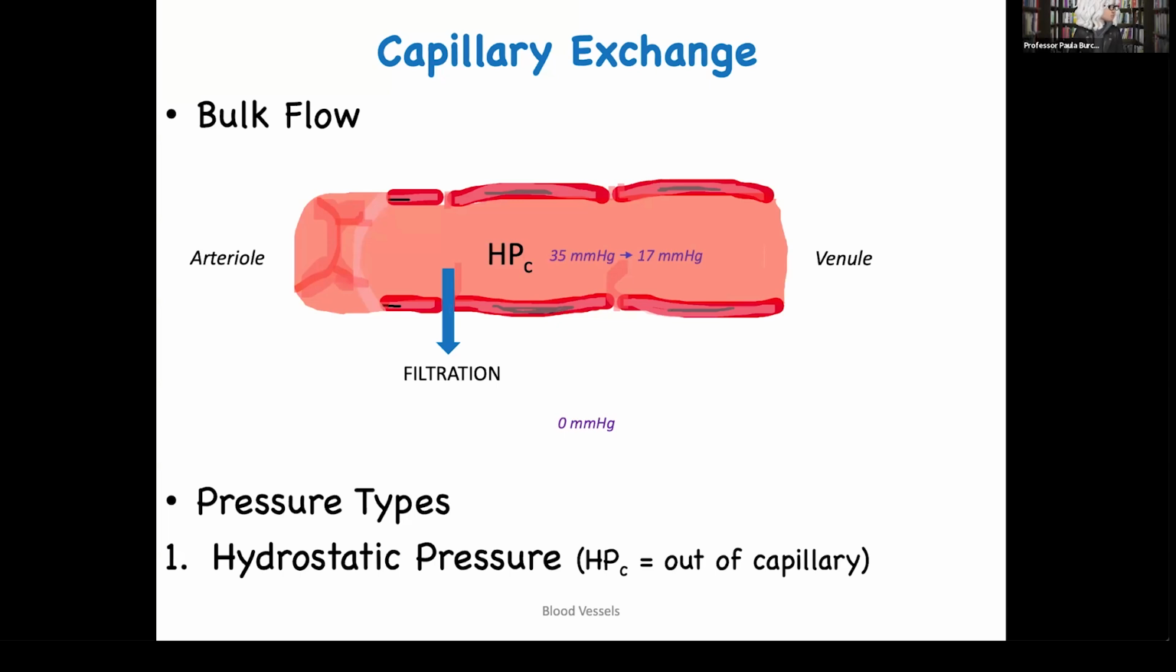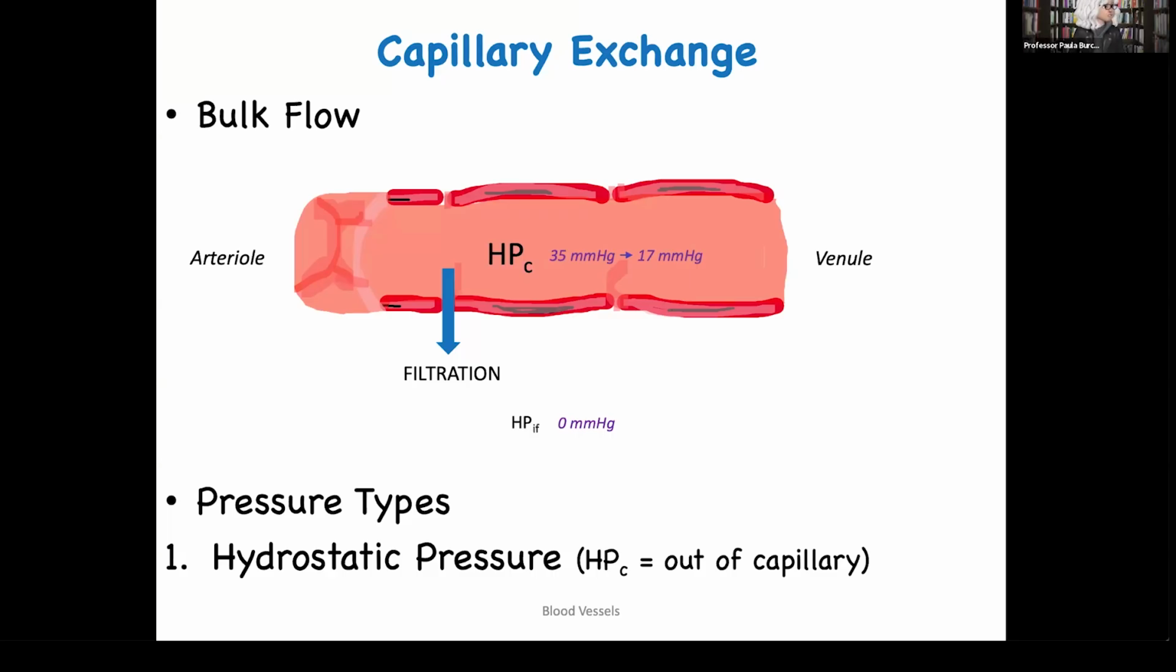Notice that the hydrostatic pressure in the capillary, or the capillary blood pressure, drops as the blood goes through the capillary. At the arterial end of the capillary, the beginning of the capillary, the blood pressure is 35 millimeters of mercury. But by the time the blood reaches the venous end of the capillary, it has dropped to 15 to 17 millimeters of mercury.